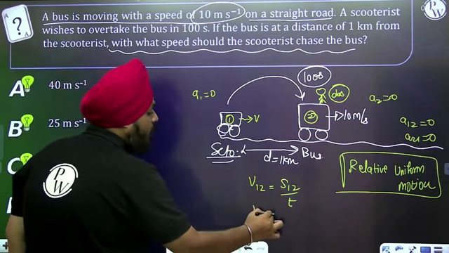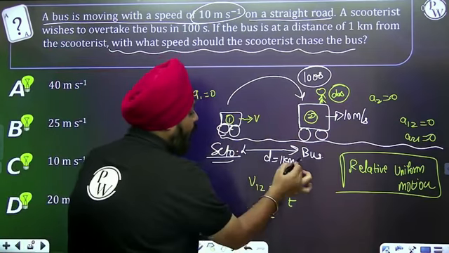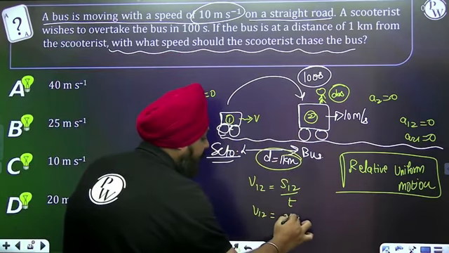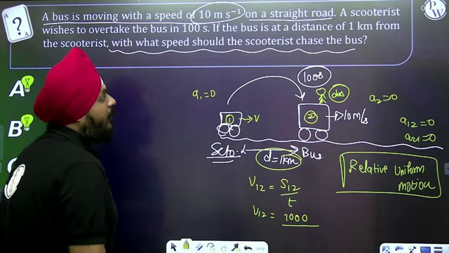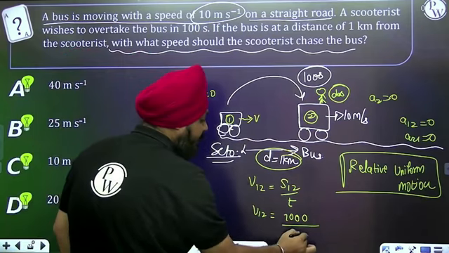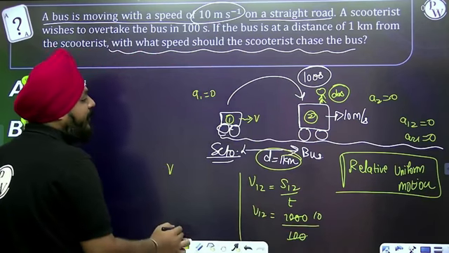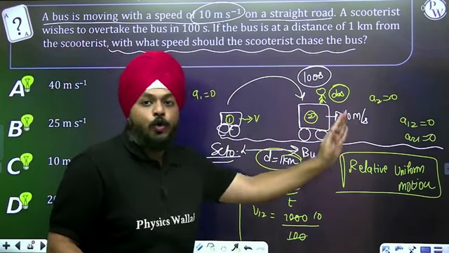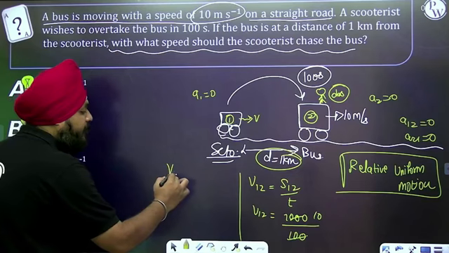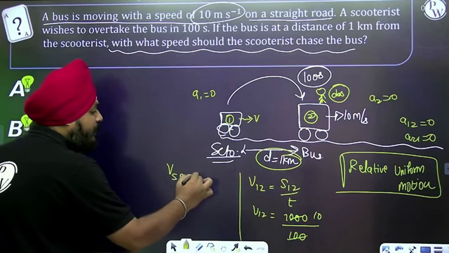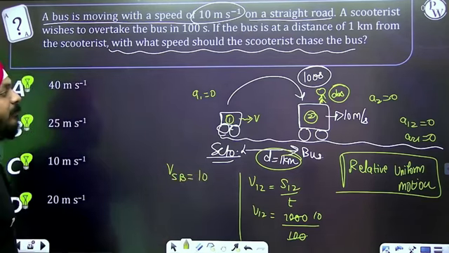V1 of 2, relatively they have to cross 1 kilometer, it means 1000 meter, in 100 seconds. So this is going to be 10. So velocity of 1 with respect to 2, it means velocity of scooterist with respect to bus, we are going to get it as 10.